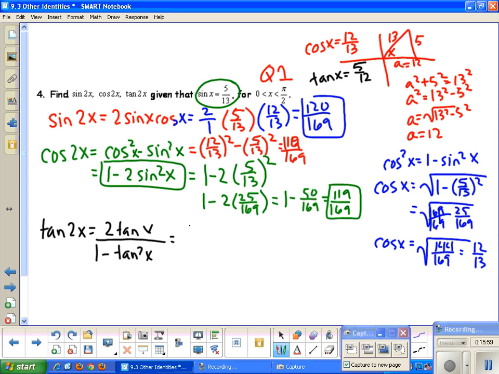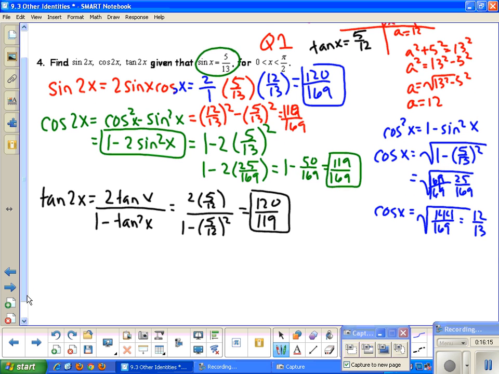So I have 2 times 5 over 12 divided by 1 minus 5 over 12 squared. And then I could use my calculator to simplify this, and I would get 120 over 119. So that would be my tangent.